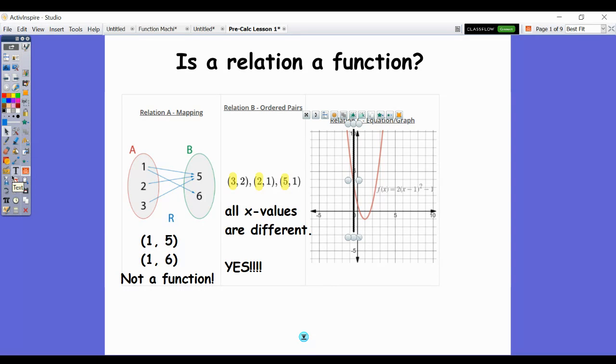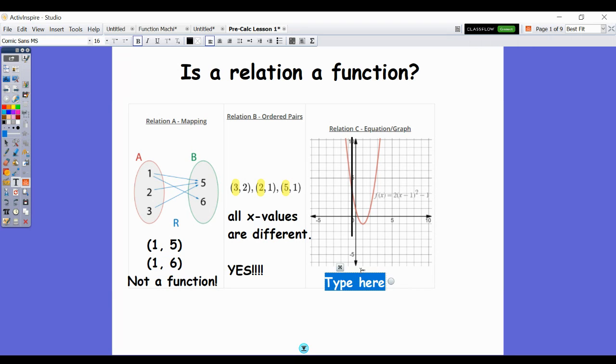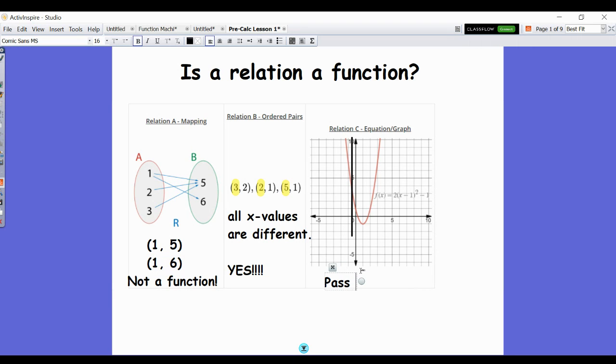If my vertical line happened to touch twice, that means I would have had 2 of the same x values. So if it passes the vertical line test, it is, yes, a function. And remember, a pass means that the graph of your function only touches your vertical line one time.